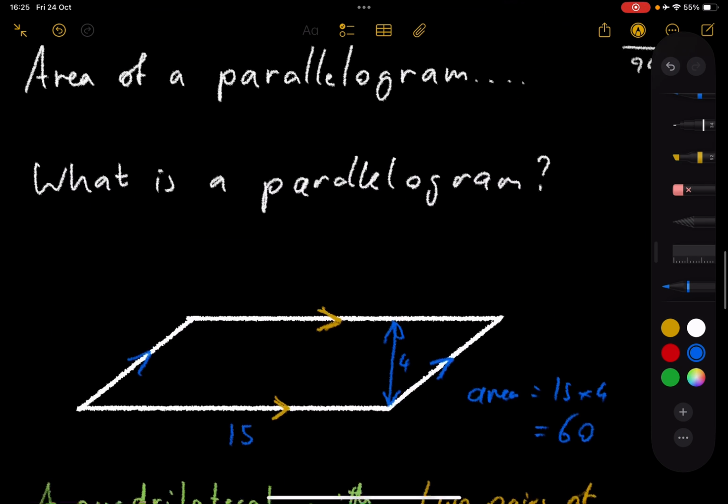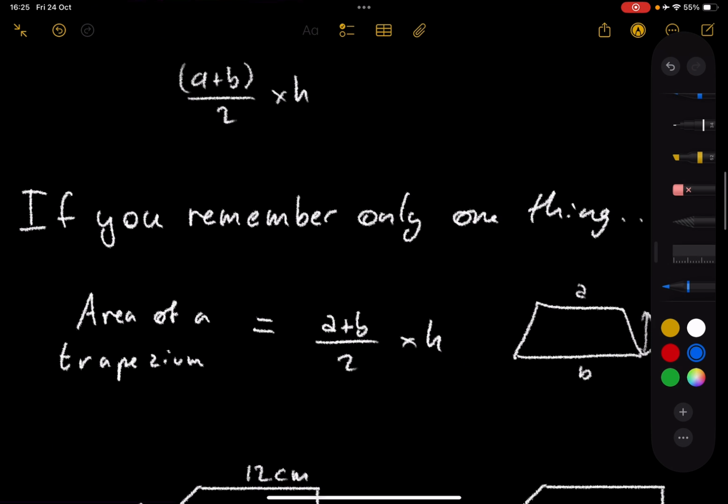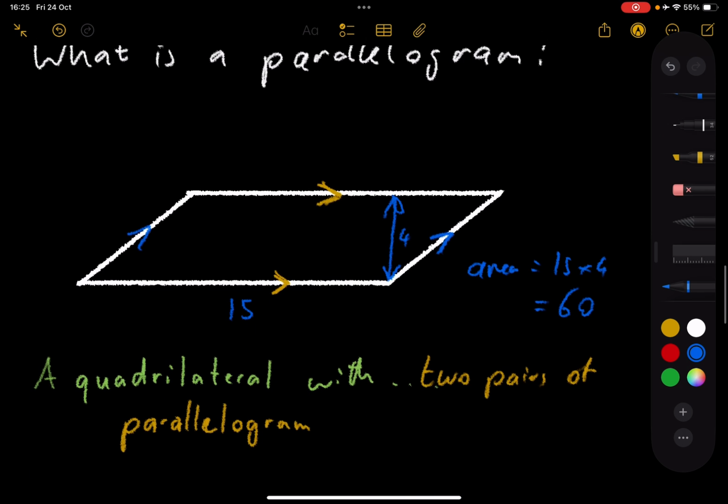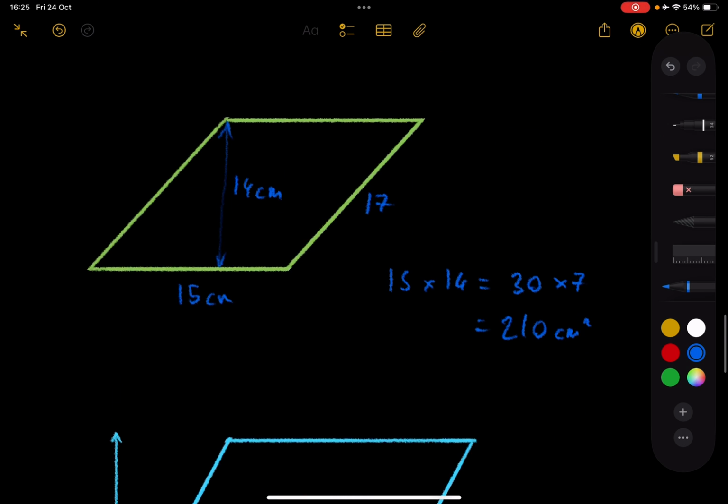So there it is. If you remember nothing else from this, you need to remember that the area of a trapezium is the top plus the bottom divided by 2, multiplied by the height. That's the average of these two sides. And the area of a parallelogram is just the base multiplied by the height, making sure that you don't use sides which are no use to you. And remember as well that the height is at 90 degrees to the base.